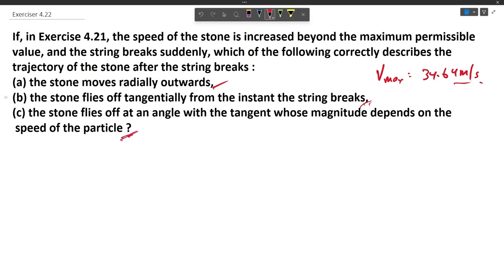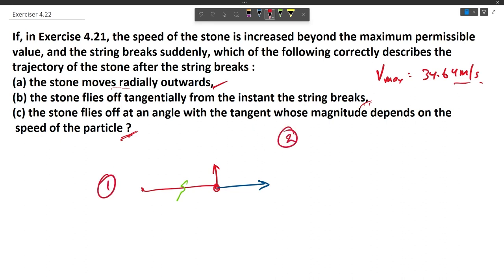In the first case, the stone moves radially outwards. Let us assume that this stone is here. The first case says that the stone moves radially outwards. It means when the string is broken from here, then the stone will fly away in this direction. Let us assume that its velocity was directed in this way. This is the first case.